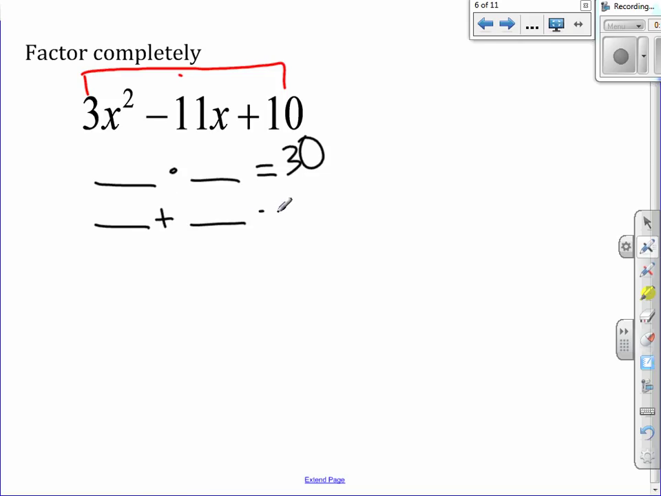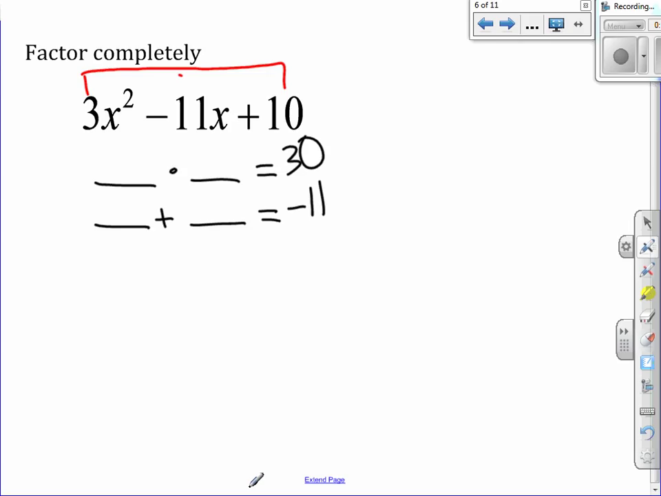Mr. Miller swallowing. Okay, number 11, which is negative. The number in the middle is -11. Now, what two numbers multiply to 30, but add to -11?